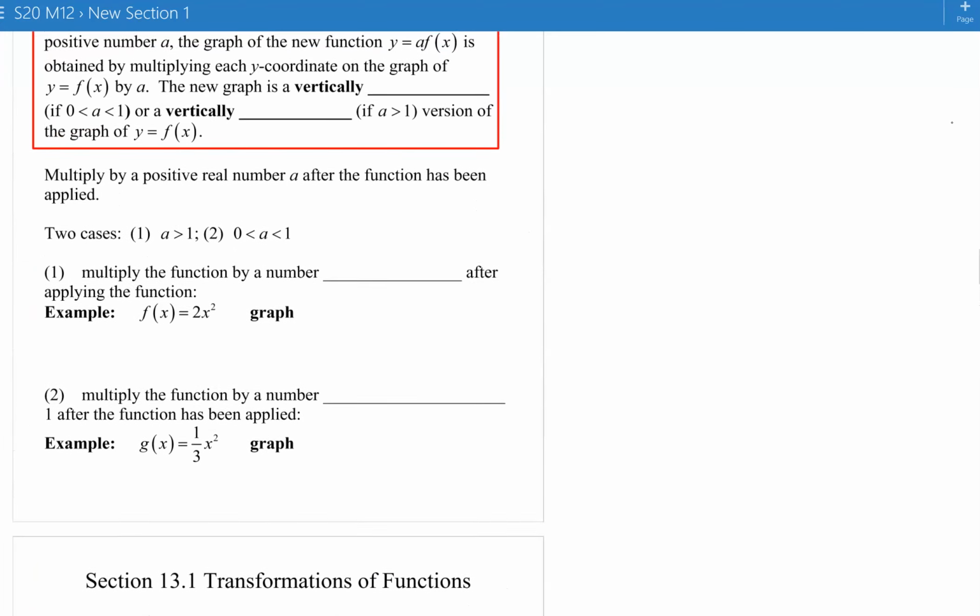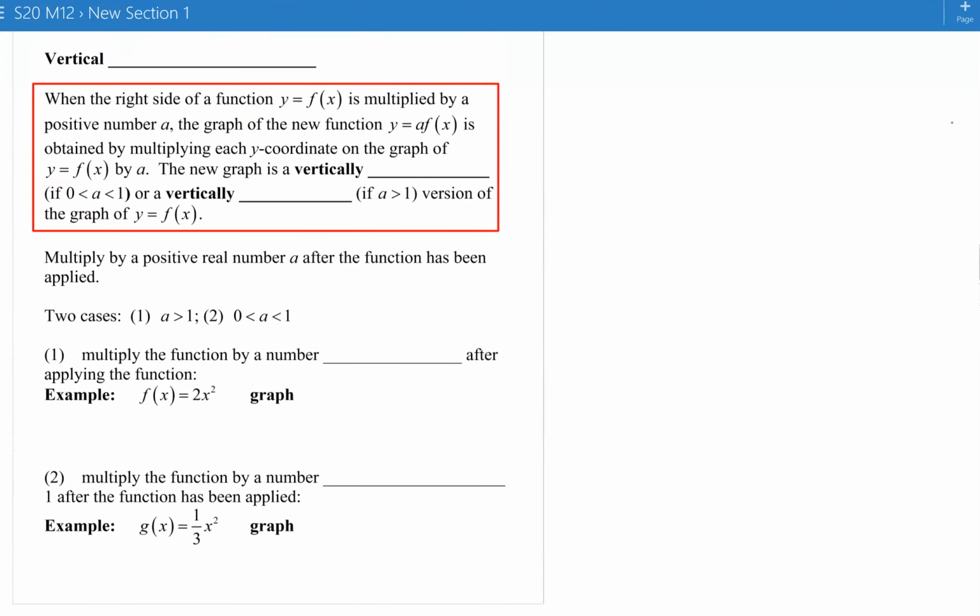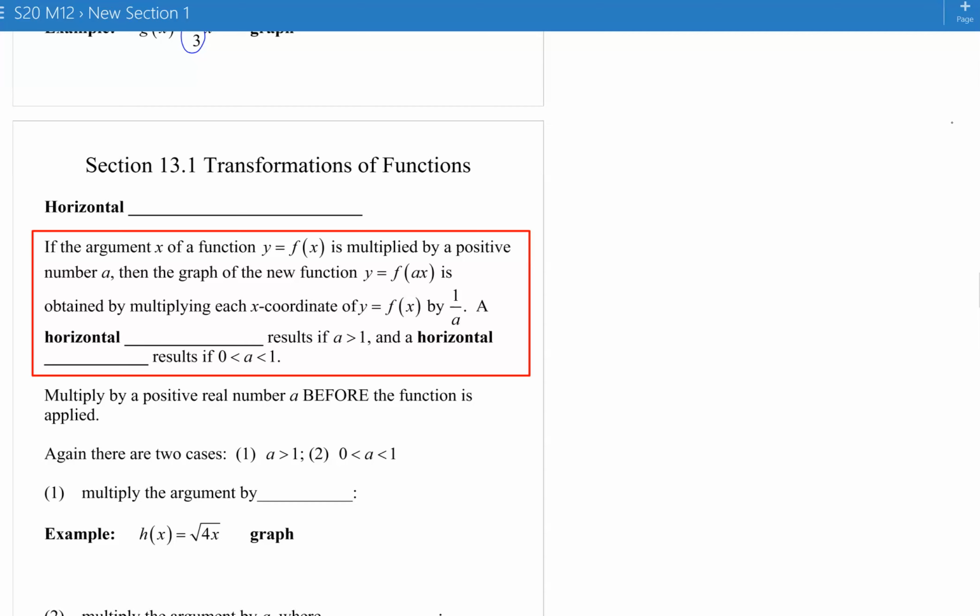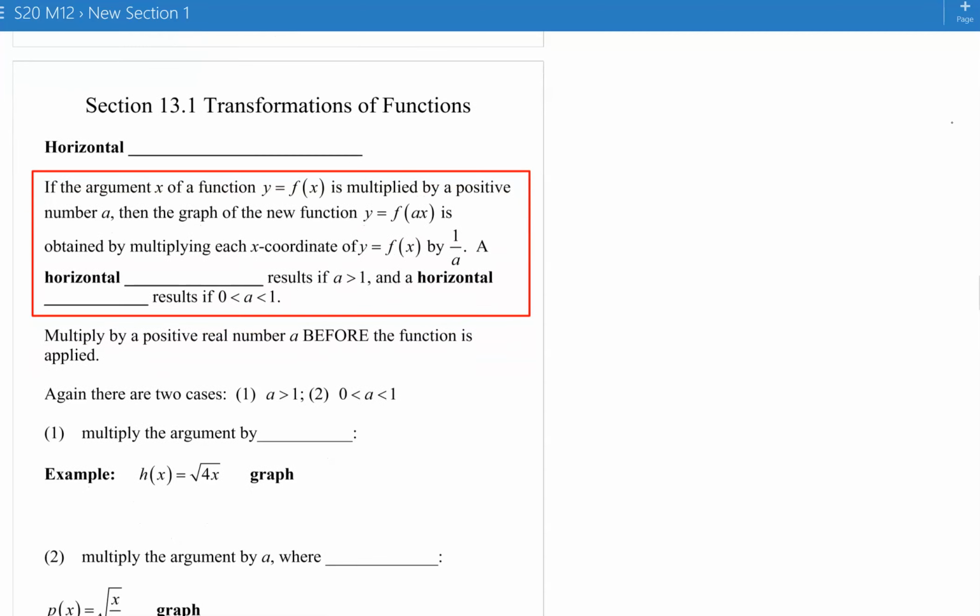So let's compare these. The vertical compression and stretch happened when we multiplied by a number after the function happened. If the multiplication happens before the function, then you get a horizontal stretch or compression. And this is another one that for me is very counterintuitive.